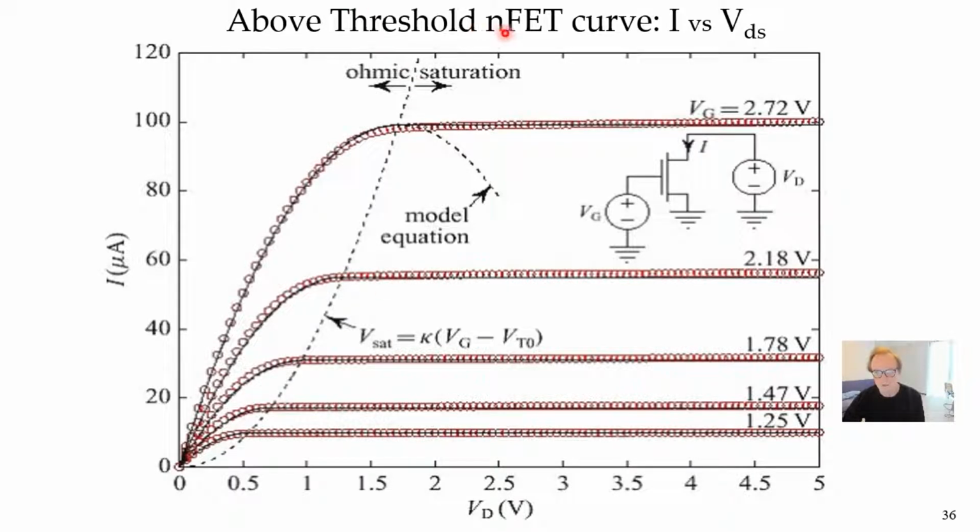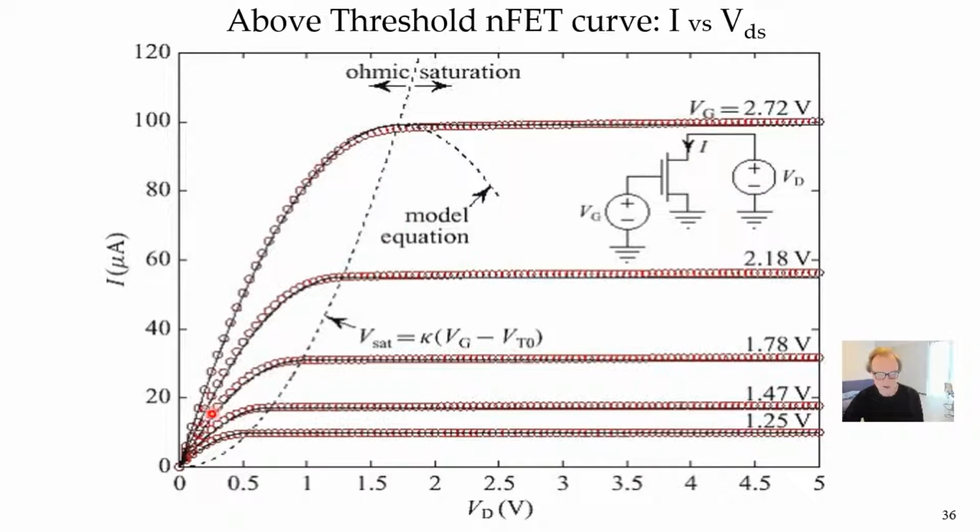The above threshold NFET curve, I versus VDS, looks like this. So this is a saturation region, right? So here you have the ohmic region on this side, and here you have the saturation region on this side. And these are for different gate voltages, right? 1.25 and so on. Here's the equation, here's the setup here.